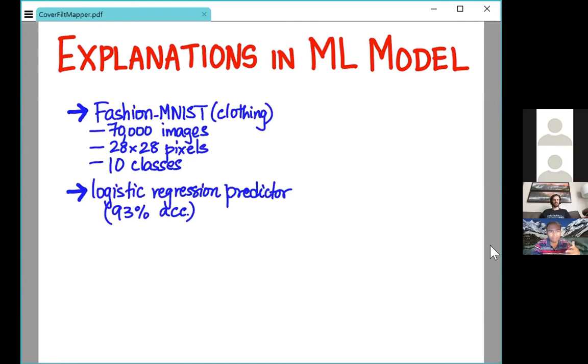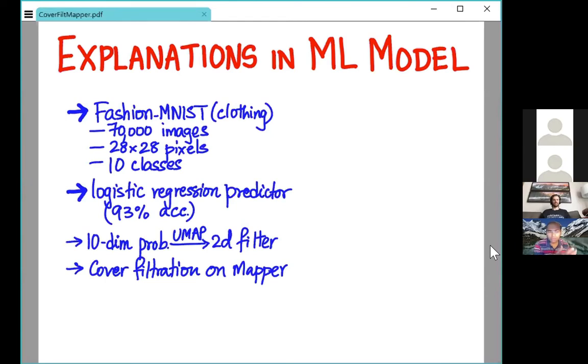We built a logistic regression predictor. So that's, again, a very unsophisticated prediction model. But our goal here was not to come up with the most accurate prediction model. We are just trying to explain what any machine learning model could learn. So this seemed appropriate. We built this prediction model using 5-fold cross-validation, and we were able to get 93% accuracy of prediction on the test set.